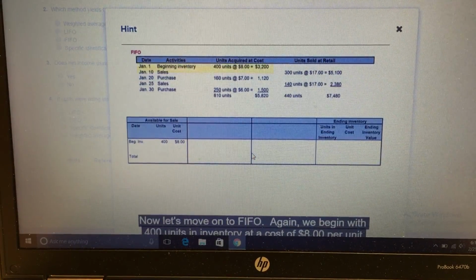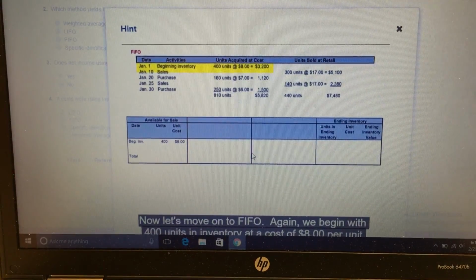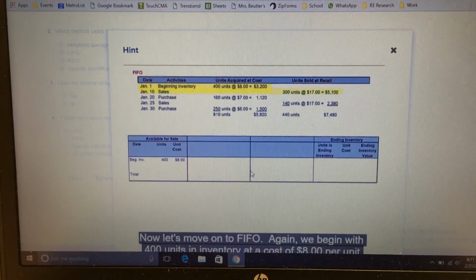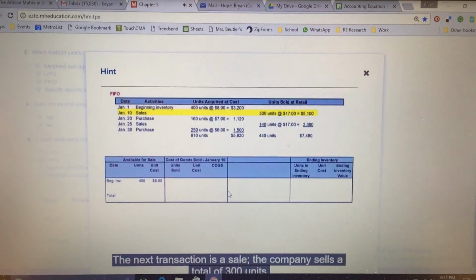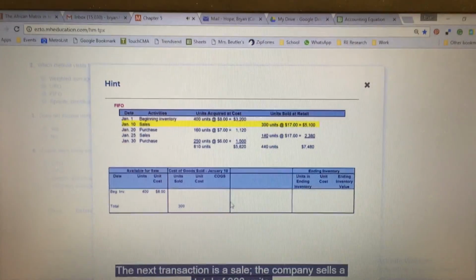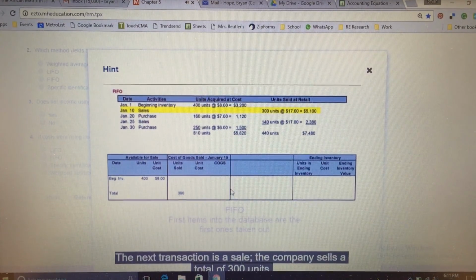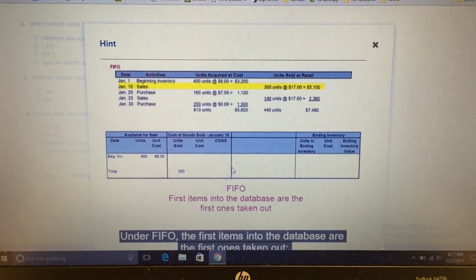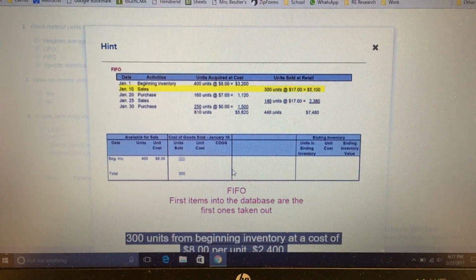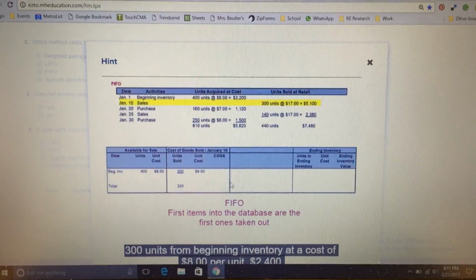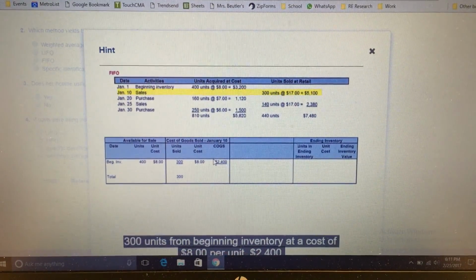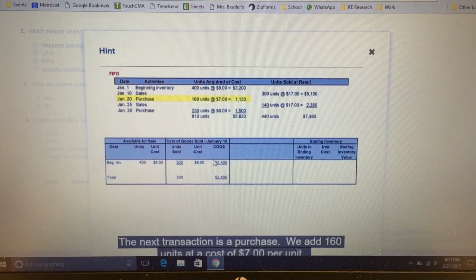Now let's move on to FIFO. Again, we begin with 400 units in inventory at a cost of $8 per unit. The next transaction is a sale. The company sells a total of 300 units. Under FIFO, the first items into the database are the first ones taken out. 300 units from beginning inventory at a cost of $8 per unit, $2,400. The next transaction is a purchase.